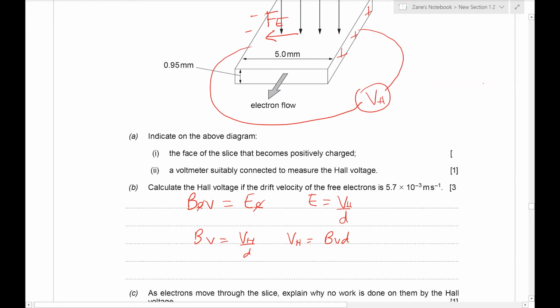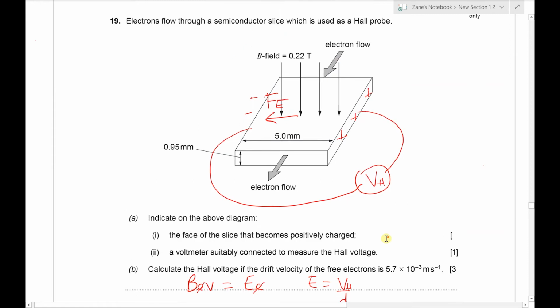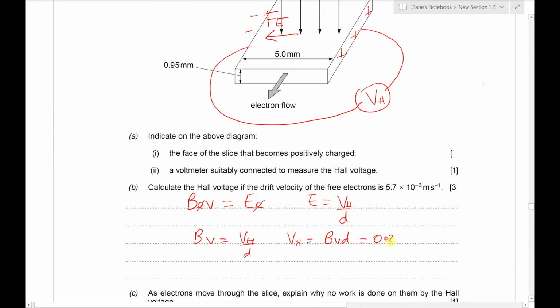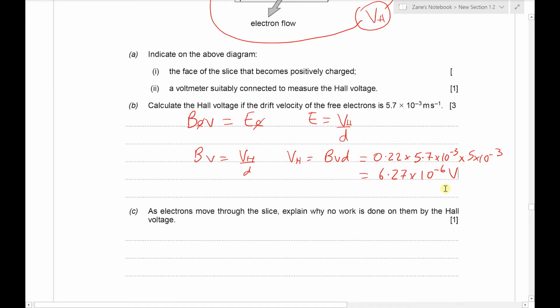You can simply quote that formula, but you won't find it in the data books. The magnetic field strength is 0.22 teslas. The speed of the electrons in the question is 5.7 times 10 to the minus 3. And d here is the distance between the two faces that become oppositely charged, so it's the 5 millimetres. We put those figures into the calculator and you will end up with 6.27 times 10 to the minus 6 volts, or 6.27 microvolts.